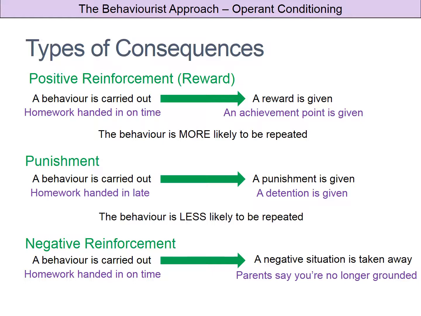Now in this situation, or how it differs from positive reinforcement, is that in positive reinforcement you start in a neutral situation and the reward or the positive reinforcement boosts you up. With negative reinforcement you start in a negative situation, so you're grounded. You can't go anywhere other than school until your homework is sorted. When the homework is sorted, then your parents take that negative situation away, which reinforces the behaviour that homework should be handed in on time.